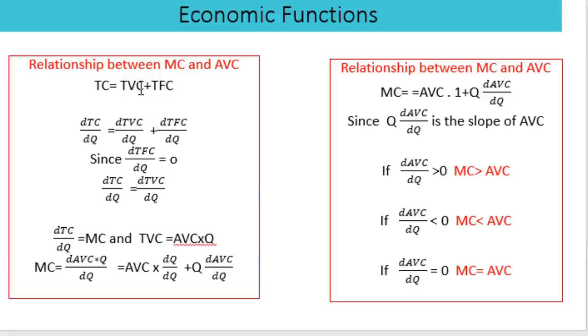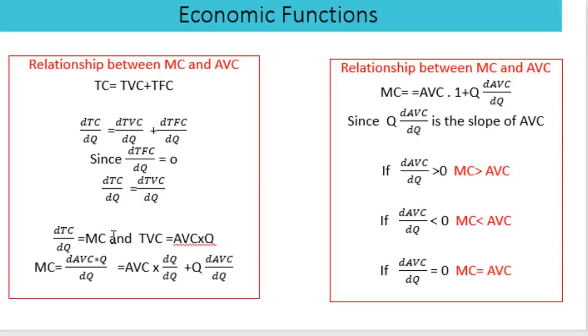Total cost equals total variable cost plus total fixed cost. Then take the differential of total cost with respect to Q, which equals the differential of total variable cost with respect to Q plus the differential of total fixed cost with respect to the output. Since total fixed cost is fixed or constant, the differential of a constant equals 0. Therefore, d total cost by dq equals d total variable cost by dq.